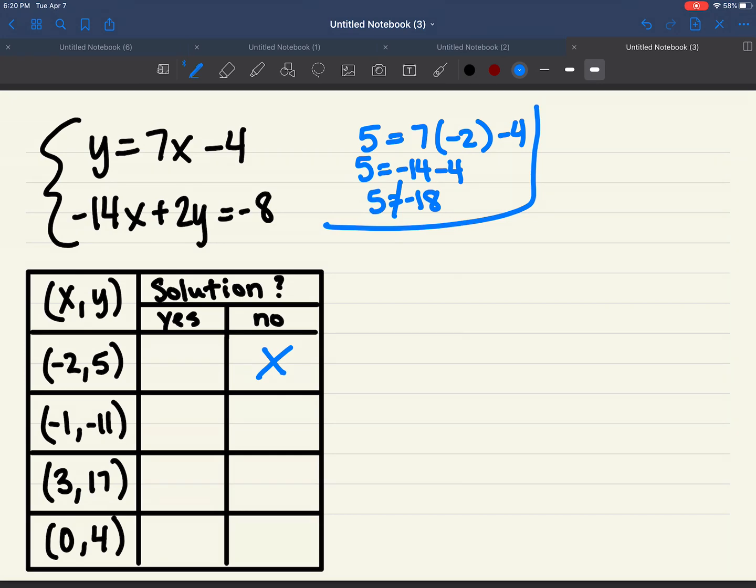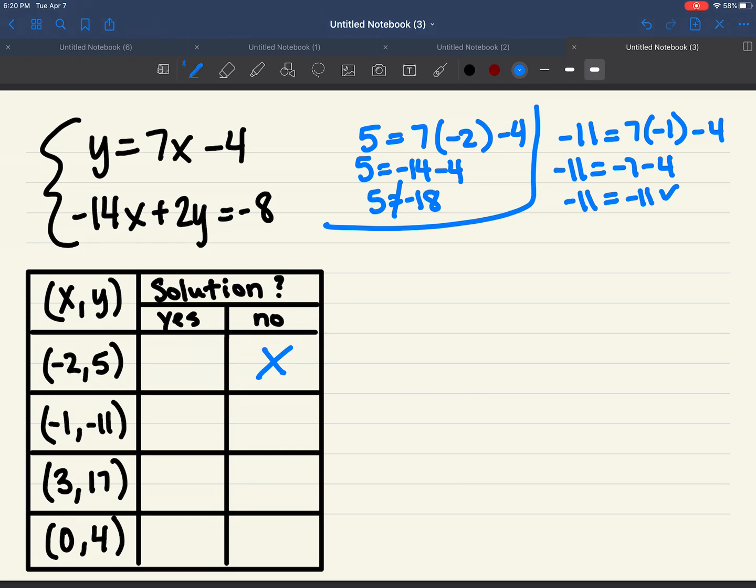Then we're going to move on to the next ordered pair, negative 1 and negative 11. Again, we plug in negative 11 for y, and negative 1 for x. So we get negative 11 is equal to 7 times negative 1, which is negative 7, minus 4. So negative 11 is equal to negative 11. So it worked in the first equation.